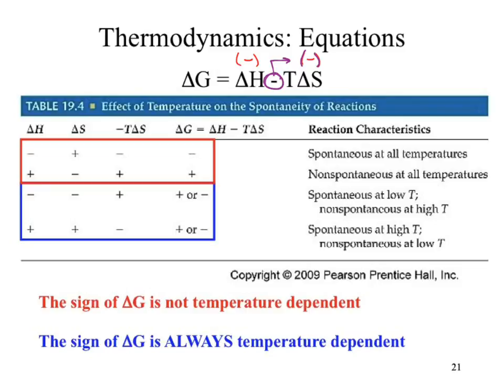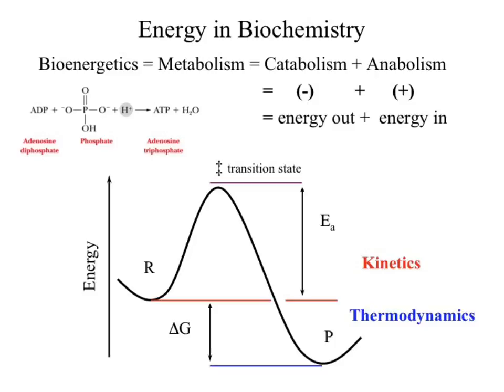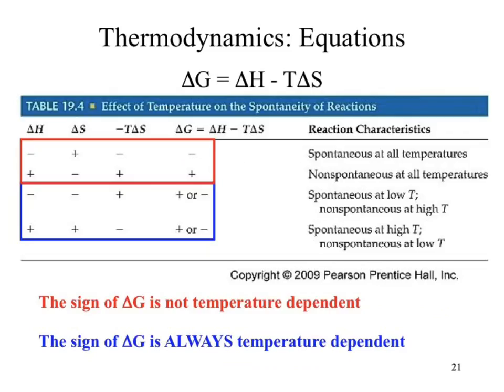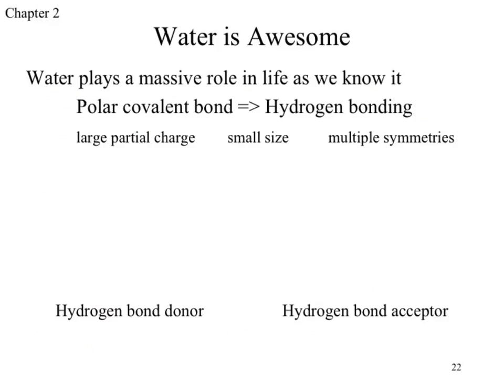You for sure will see at least one question looking at manipulating your delta H's and delta S's to determine spontaneity for a reaction. Just to be more fun within that, this little diagram I feel is incredibly important to your understanding of chemistry, will also show up on the exam. That's kind of the end of chapter 1.